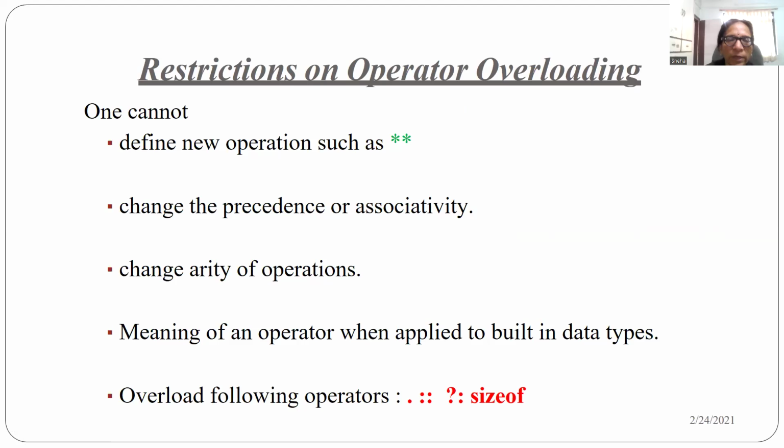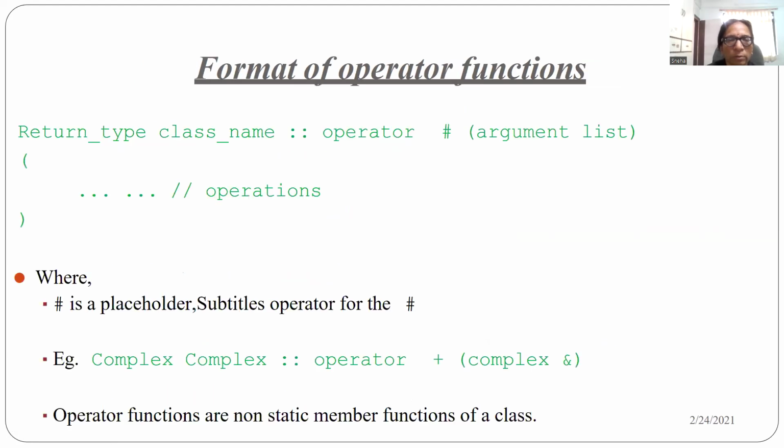One cannot define new operators such as star star, change the precedence or associativity, change the arity of operations, or change the meaning of an operator when applied to built-in data types, as well as overload the following operators, that is dot and scope resolution operator. These are not done in the case of operator overloading.